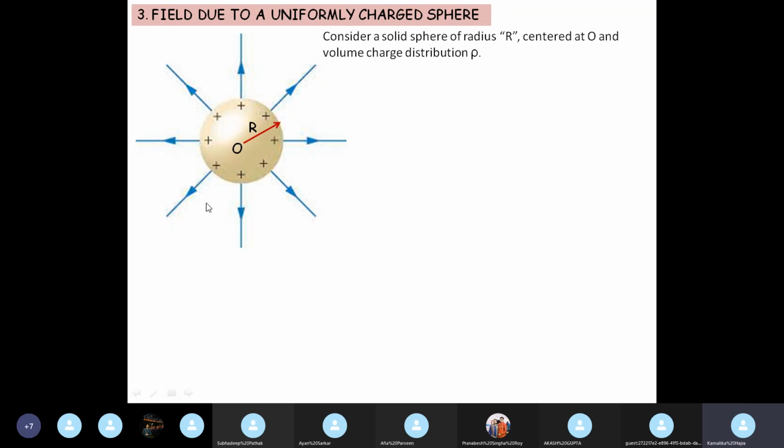Since the charge is positive, the lines of force will move out of the sphere in the radial direction. We understand from the symmetry of the problem that the lines of force are spherically symmetric. They are coming out radially from the spherical surface. Now what is our problem? We have to determine the electric field E at a point P situated at a distance r from the center of the sphere.